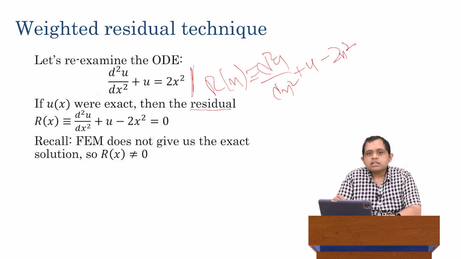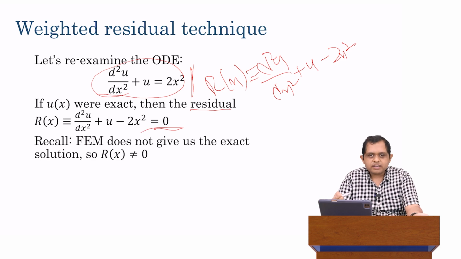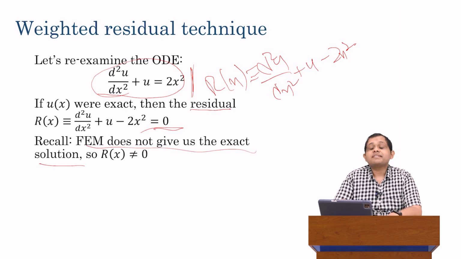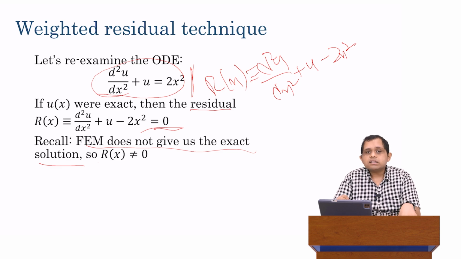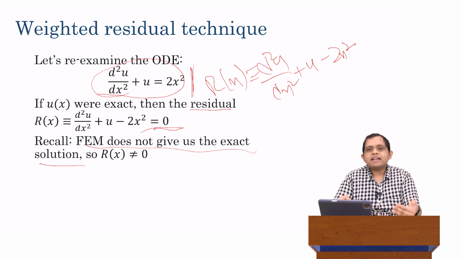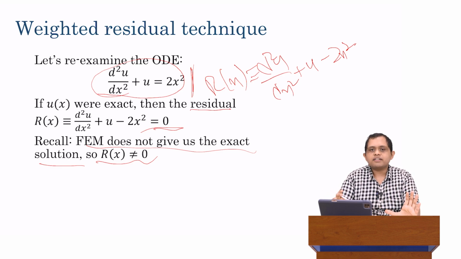If u were the analytical solution, if u exactly satisfied this differential equation at every point, then this residual is going to be 0 because it's the exact solution. If the left hand side were exactly equal to right hand side, then the residual would be 0. But recall that the finite element solution does not give us an exact solution. We are carrying some error in our solution of u, and therefore my left hand side will not be exactly equal to the right hand side. In other words, this residual r of x will not be equal to 0 in the finite element method. That is built into the method. We know we are not going to get a residual equal to 0.